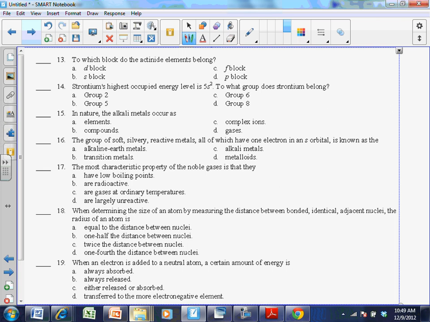All right, 13. To which do the actinide elements belong? Remember, the actinides are at the bottom. They're in the f block. Strontium's highest occupied energy level is 5s2. To what group does strontium belong? It's in the alkaline earth metals. It's in group 2. Beryllium's up here. Strontium is down here, right above barium.